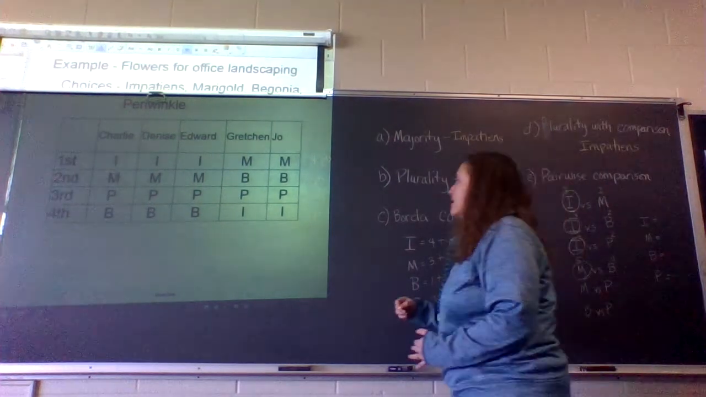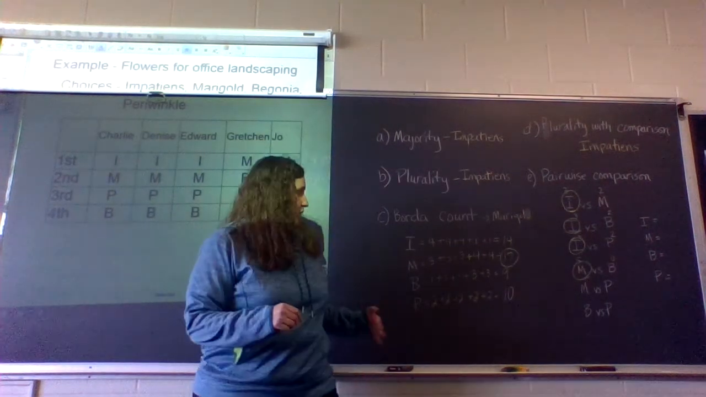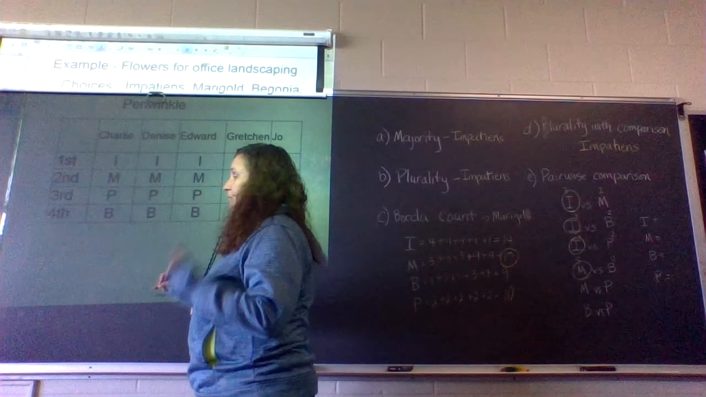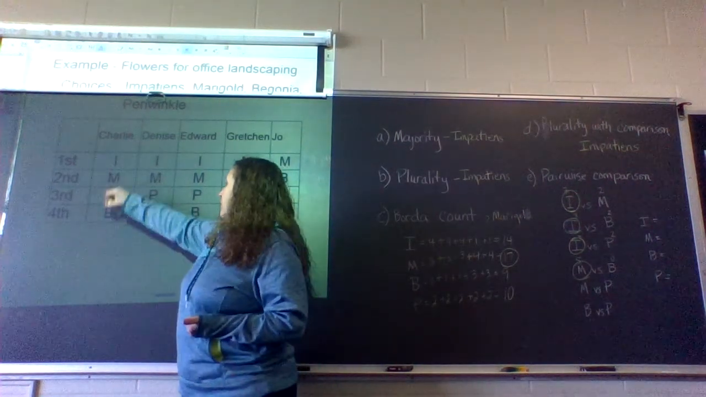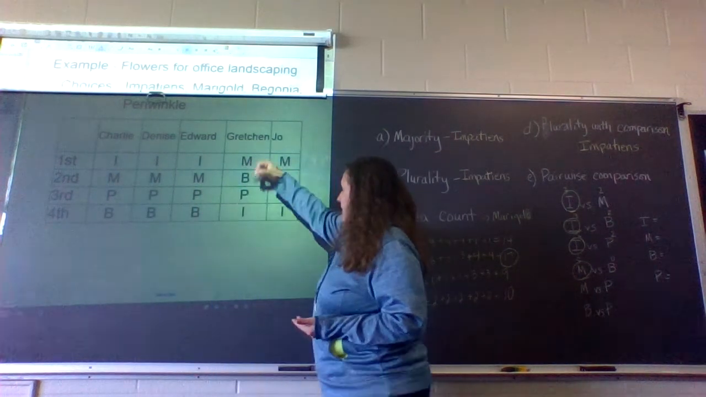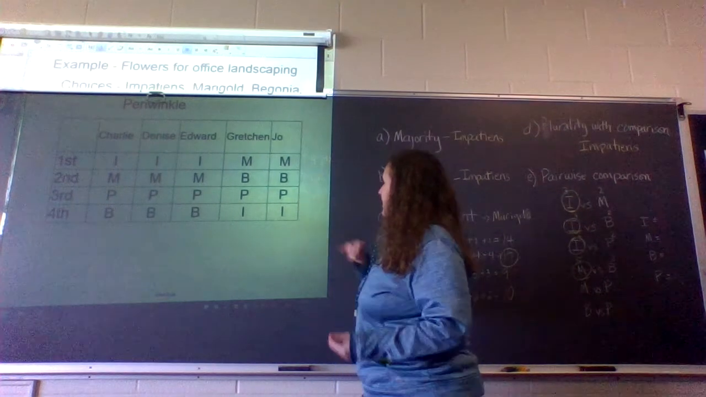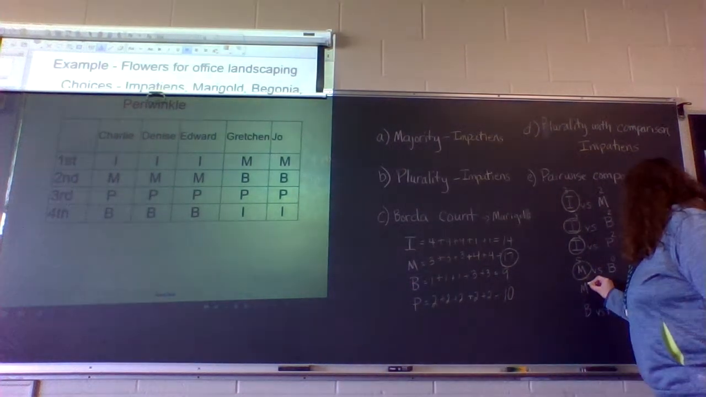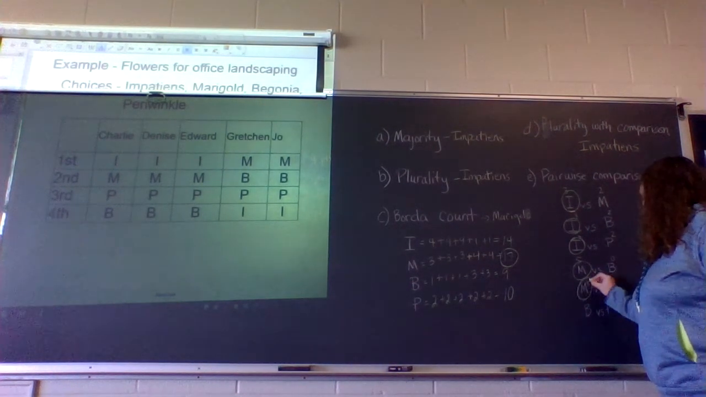All right, so now we're at M versus P. So I'm counting M's. Yes, Charlie prefers M over P. Yes, Denise. Yes, Edward. Yes, Gretchen, M over P. And yes, Joe. So again, this is 5-0, M wins.